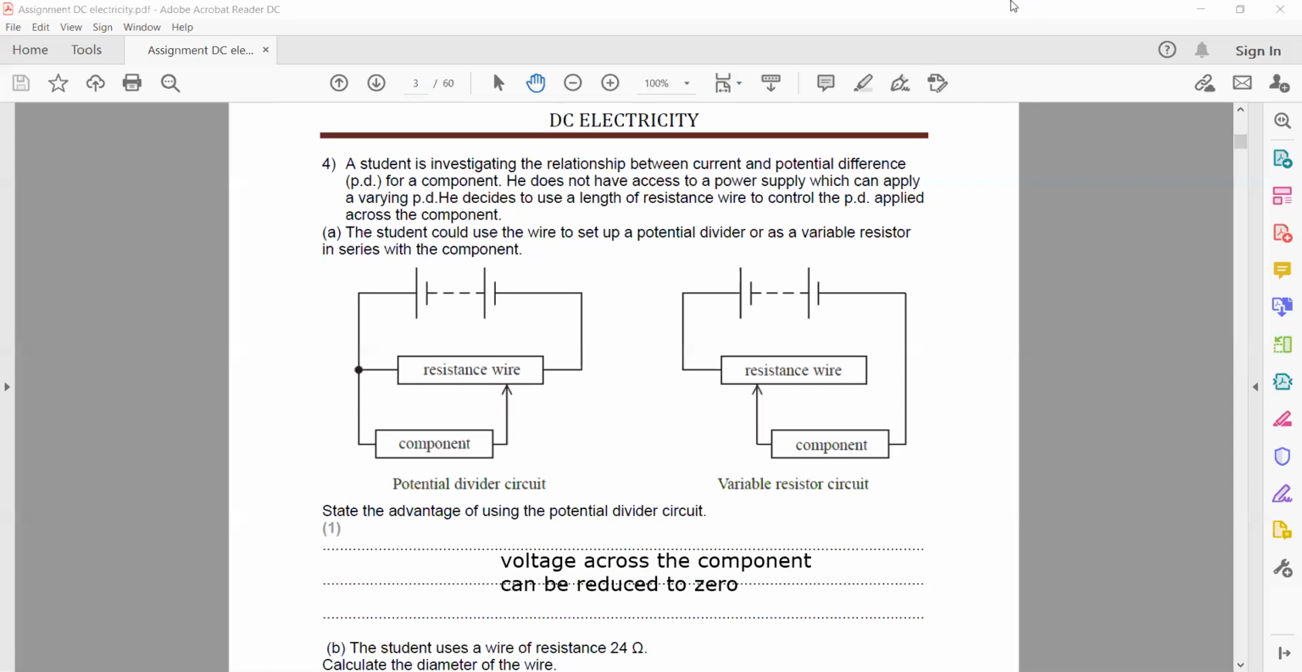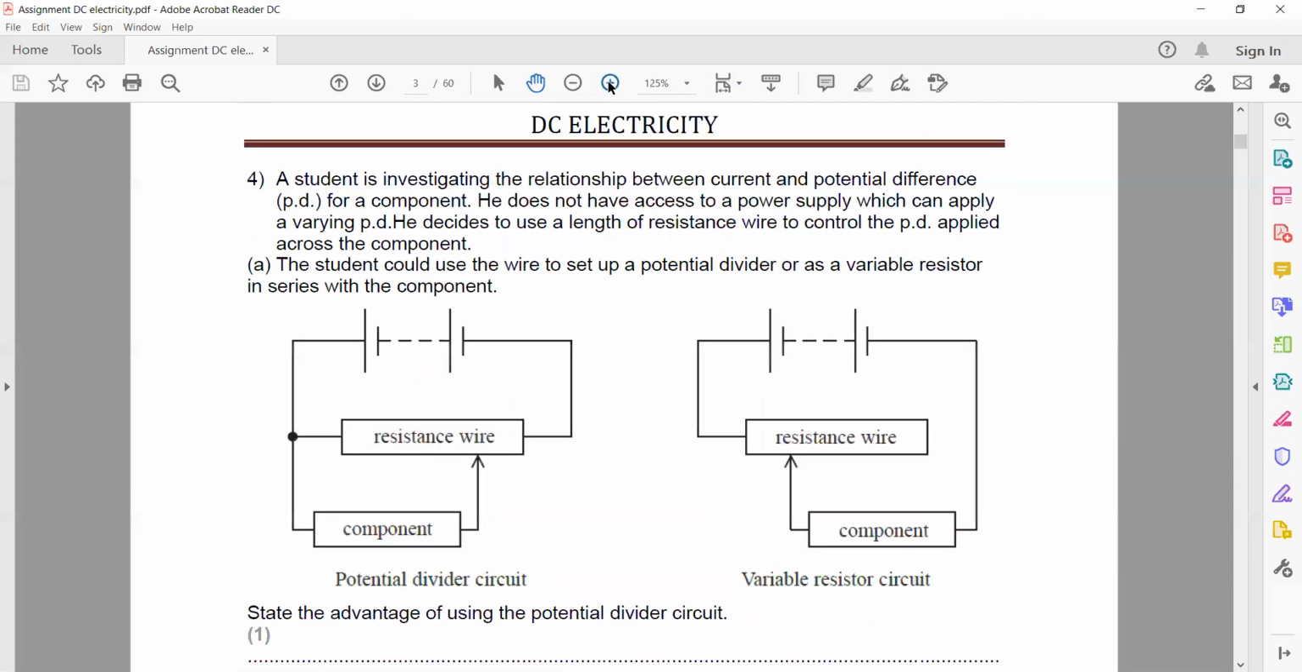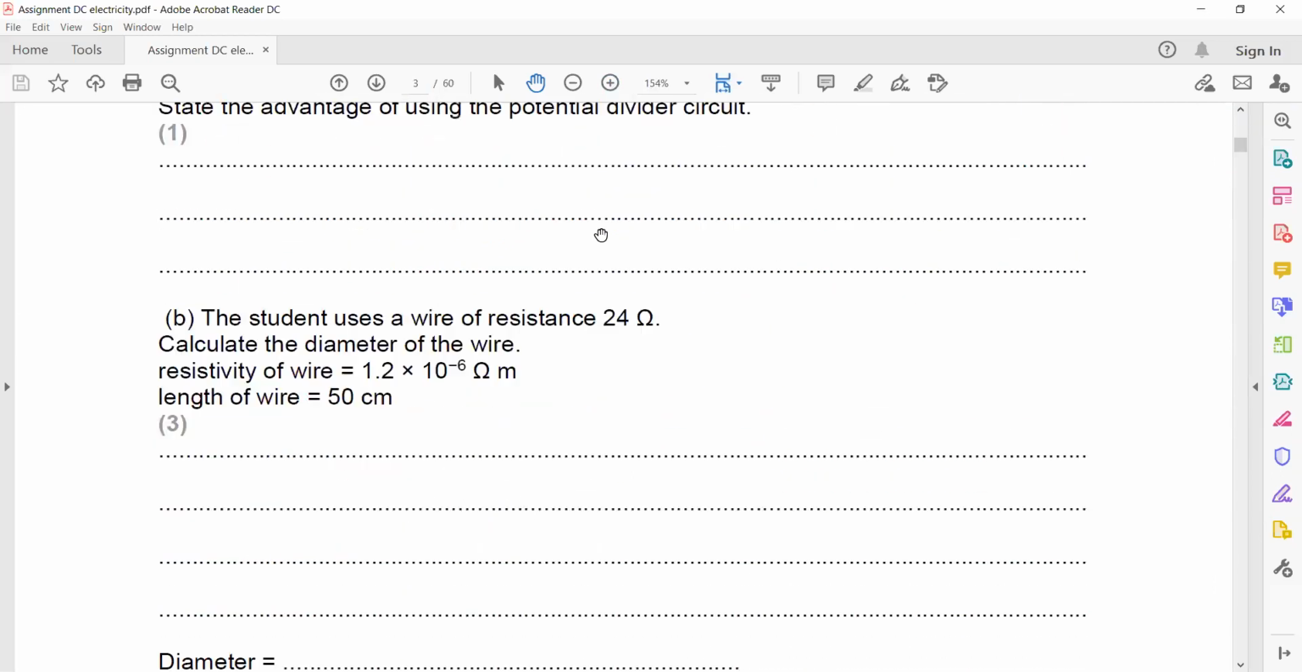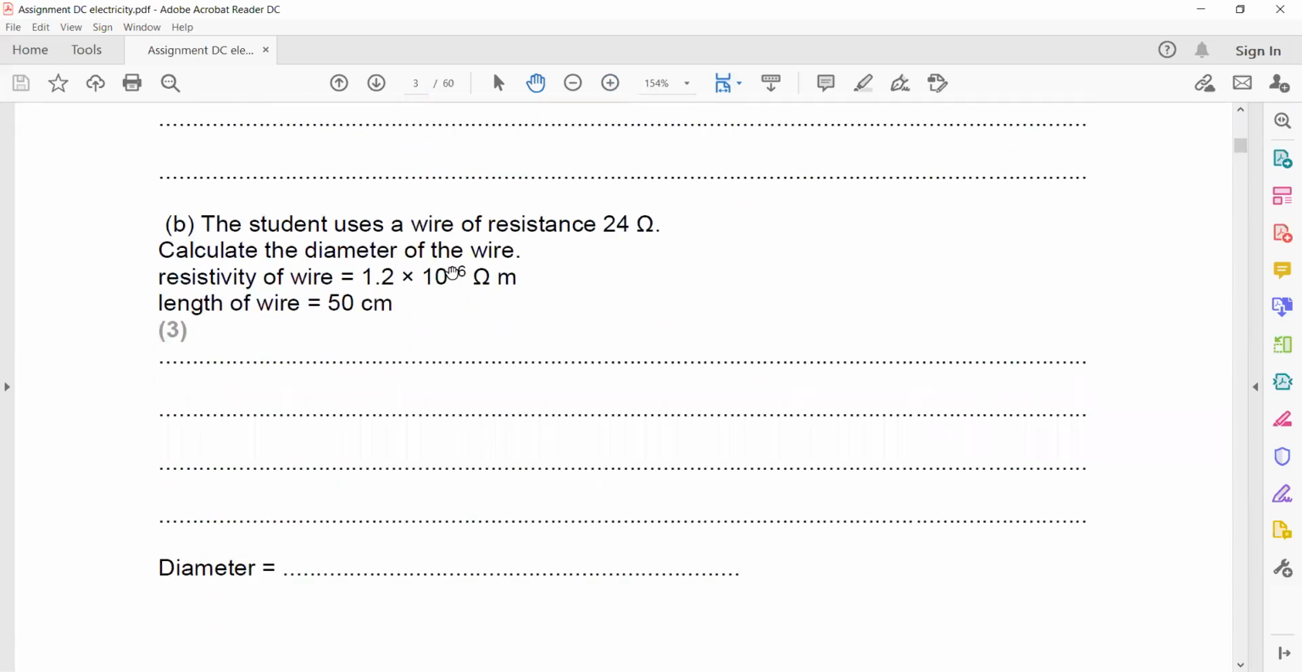Then the second part: the student uses a wire of resistance 24 ohm. Calculate the diameter of the wire. The resistivity is 1.2 × 10^-6 and the length of the wire is 50 centimeter. So first, to get the diameter, we'll find the area. And how do we find the area?